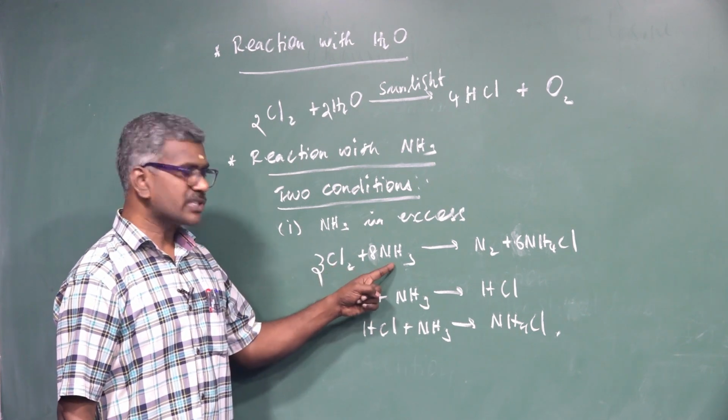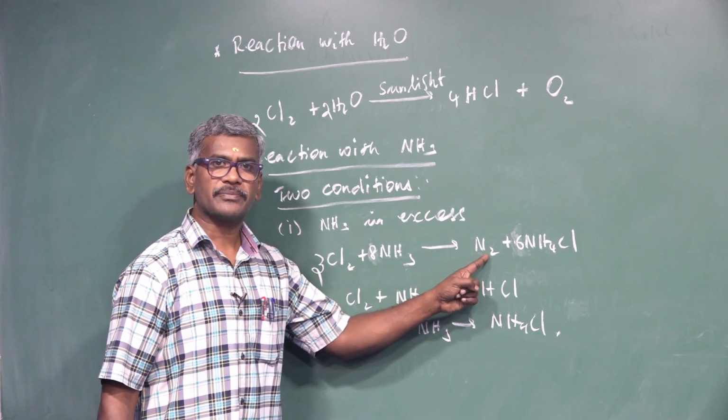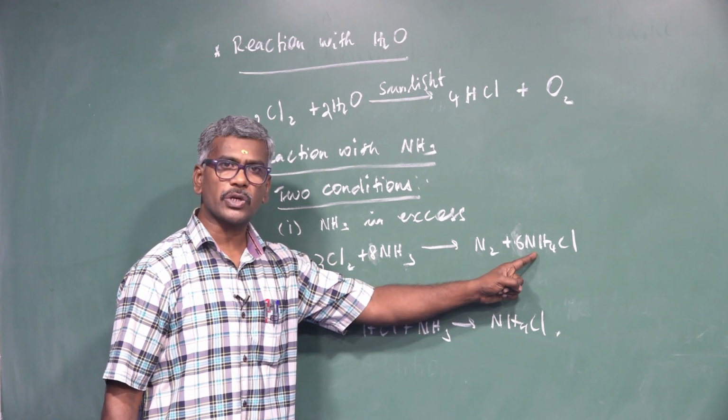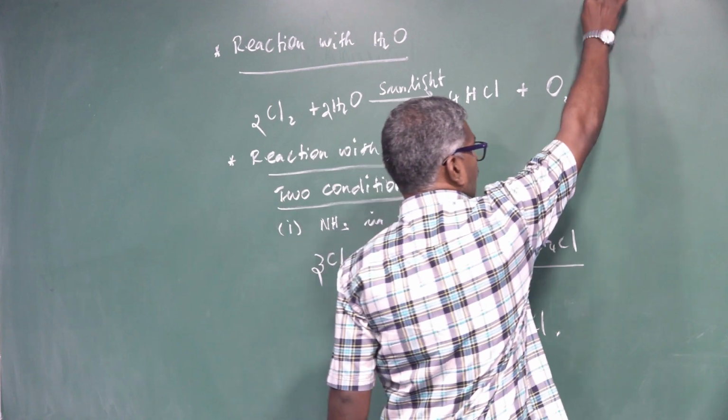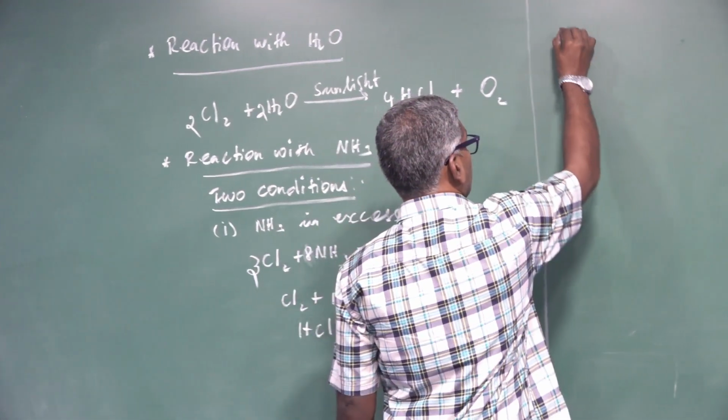When chlorine reacts with excess of ammonia, what is the product? Nitrogen and ammonium chloride. This type of question may be asked for 1 mark. Another point, number 2.